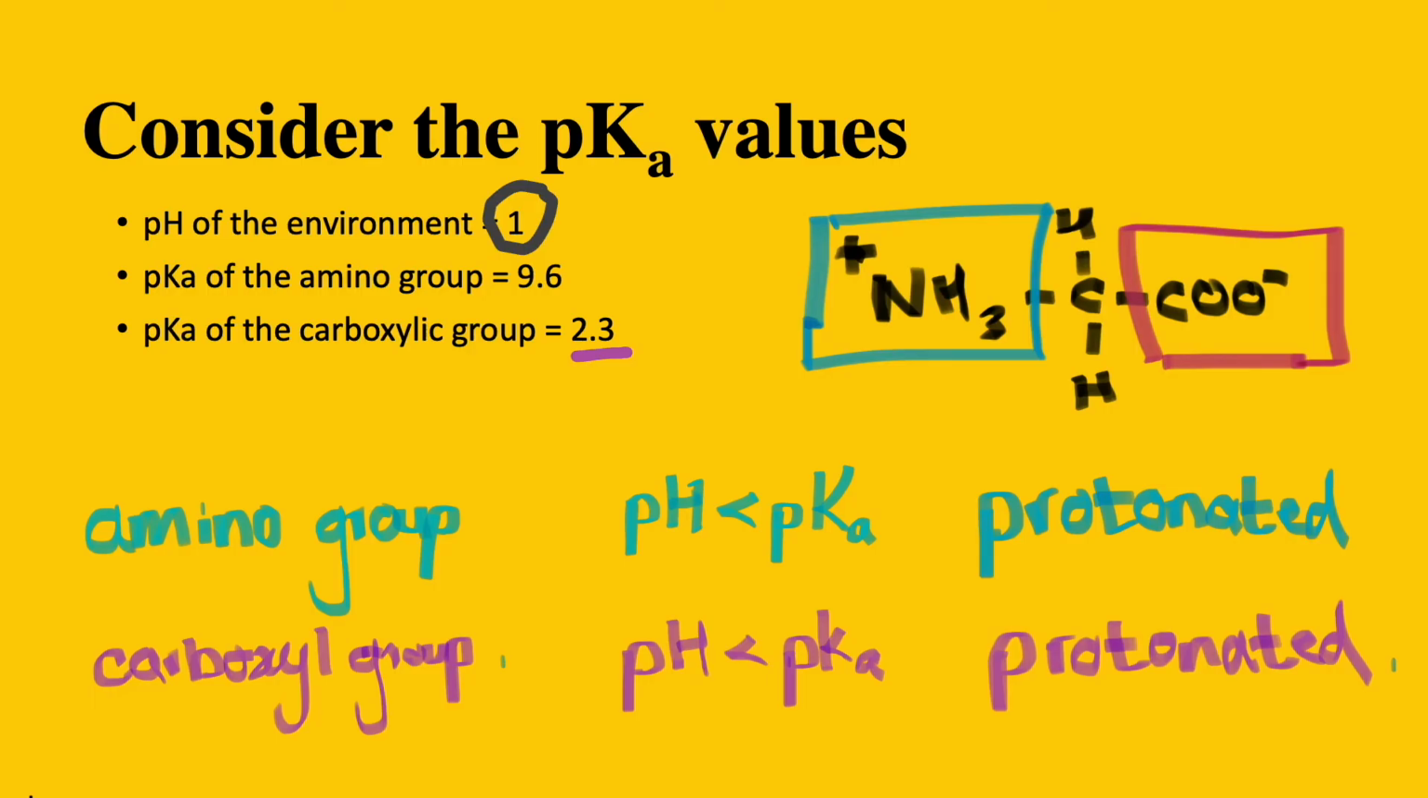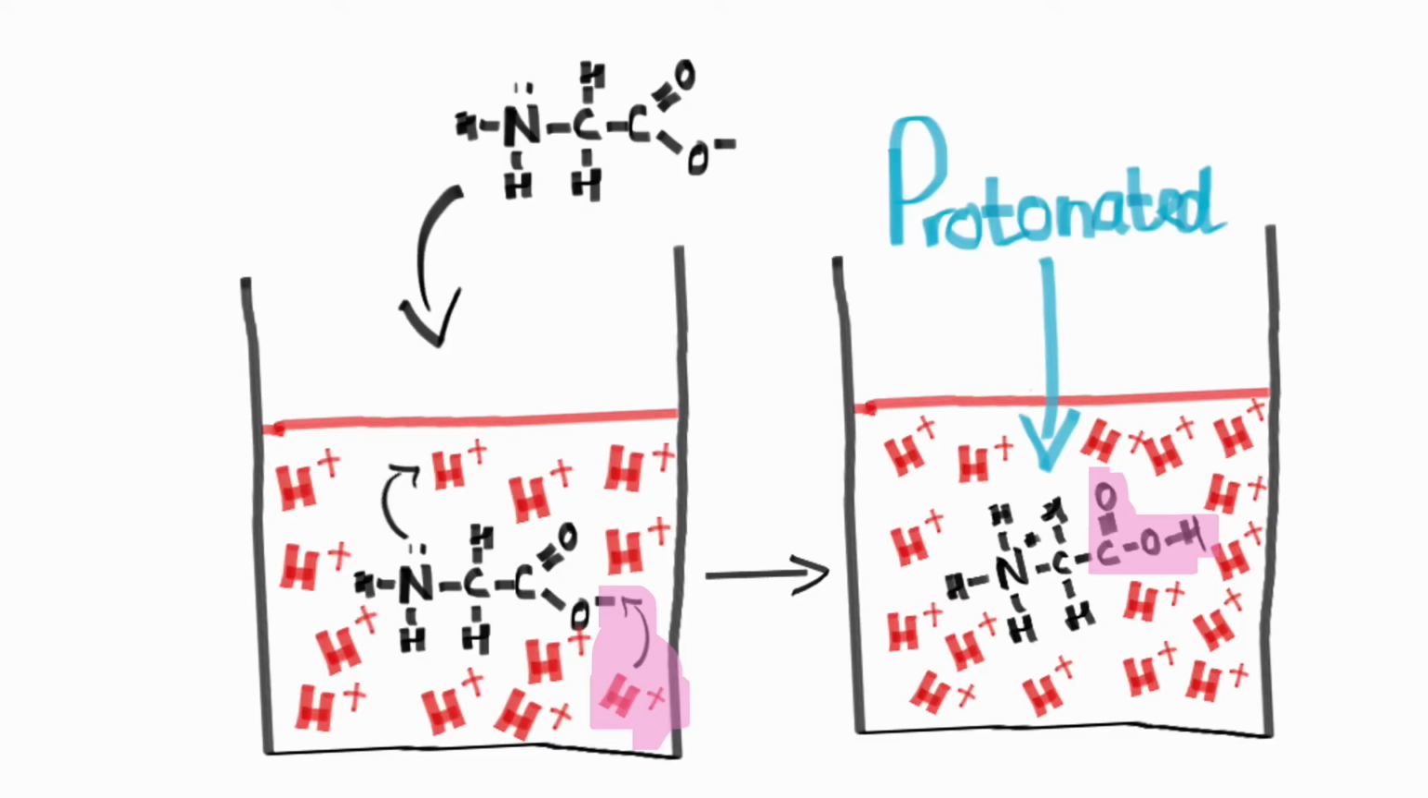Now let's consider the carboxyl group. The pH of the environment, again, remember, is 1, which is much lower than the pKa of the carboxyl group, which is 2.3. Therefore, the carboxyl group will also be protonated in this case.